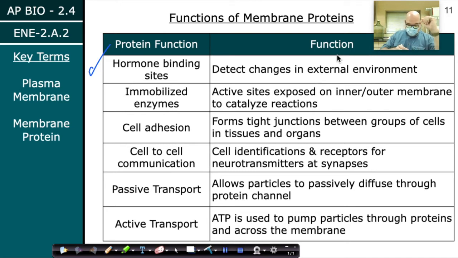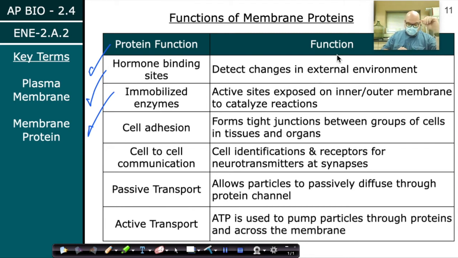We have what are called immobilized enzymes. These are sites that catalyze reactions. So these are going to allow reactions maybe on the sort of inner or outer edge of the cell to happen at a lower energy. Okay. When we looked at cell membranes, when we did organelles, we had different things embedded into cells to allow them to sort of hold on to each other tightly.